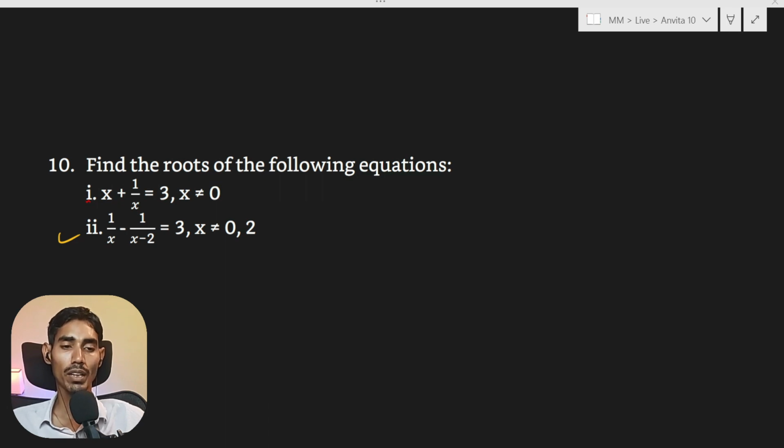Okay, so if we try to simplify this, what do we get? We may take the LCM of x and 1 by x. So we'll get a quadratic form, right? Try simplifying that, and after getting the quadratic form, you can use the quadratic formula. Then we will transpose 3 and take the LCM 3x. Yes, just try simplifying it.